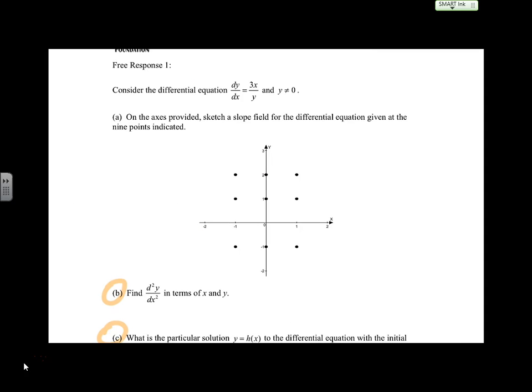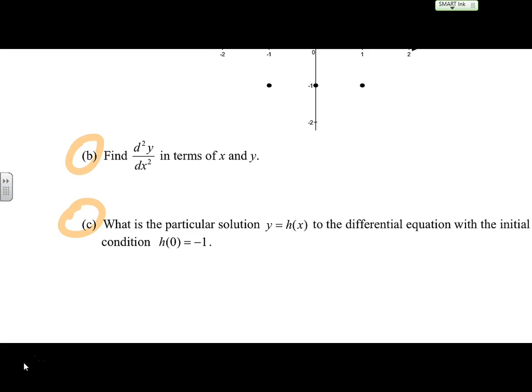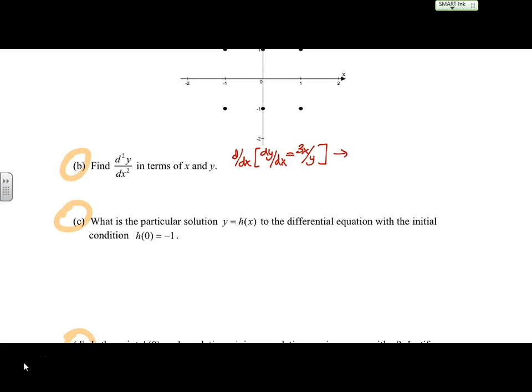Time and time again, you guys like to think that you don't know how to take the second derivative given the first derivative, but we do. To find the second derivative, you just need to take d/dx of this whole first derivative. So 3x over y is our derivative. It's time to take the derivative of the first derivative. First of all, know that the derivative of the first derivative is the second derivative.